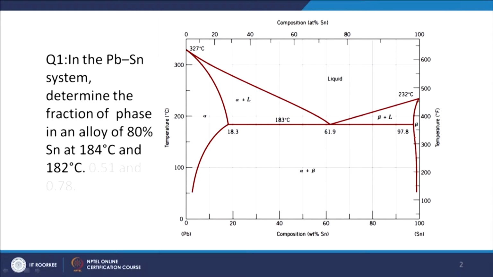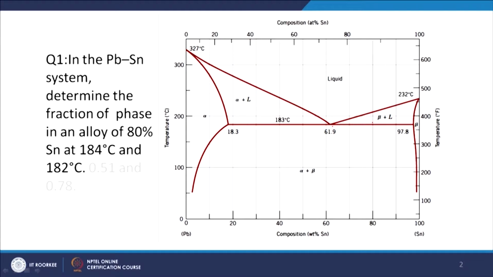Now, coming to the temperature at 184 degrees C. This will be the point, and for getting beta, you will have a line just above 183. So, this side it is beta. The amount of beta will be this distance divided by the whole distance. This is 80%, so this distance will be 80 minus 61.9, and the whole distance will be 97.8 minus 61.9.